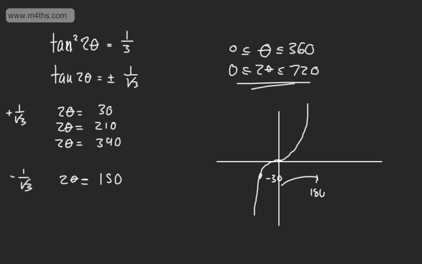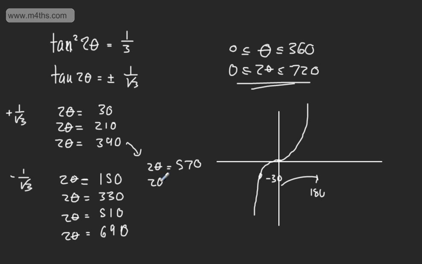So if we add a multiple of 180, 2 theta is going to be equal to 330. If we add a multiple of 180, that's going to give me 510. Adding a multiple of 180, 690. Then I'll just split them by 2, and of course I'd need to continue with this one. We'd need to keep going. We would have another 180 on from this, which is going to give me 570. Then the next one, if I add another multiple of 180, I'm going to go over. That's going to give me 750.